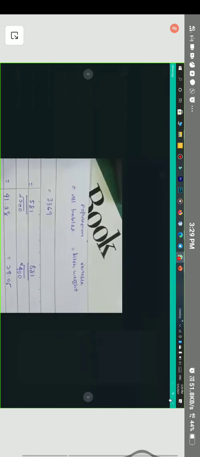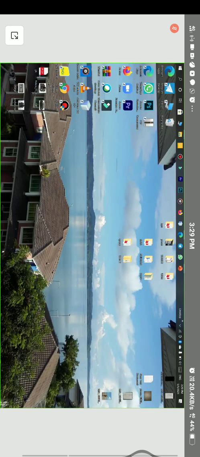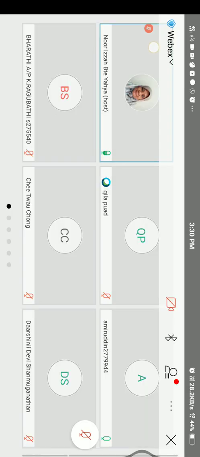Population is all babies and the variable is birth weight. So first for B, 581 divided by the square root of 200, and we got this. And for C, the question is for 400, so we get this. It's simple if you look at this topic. If you look at the population, it is birth weight, not birth, okay, so the weight is the variable.